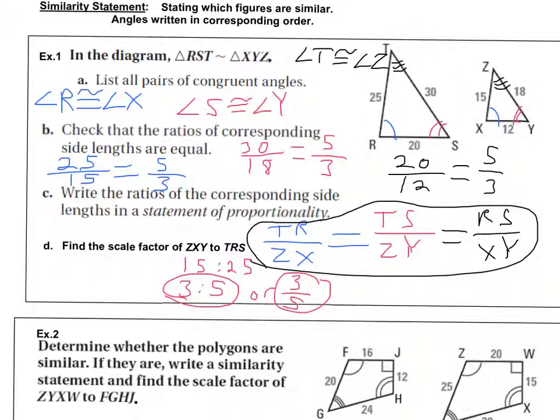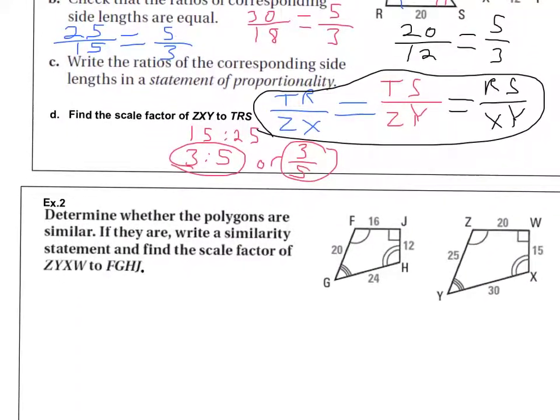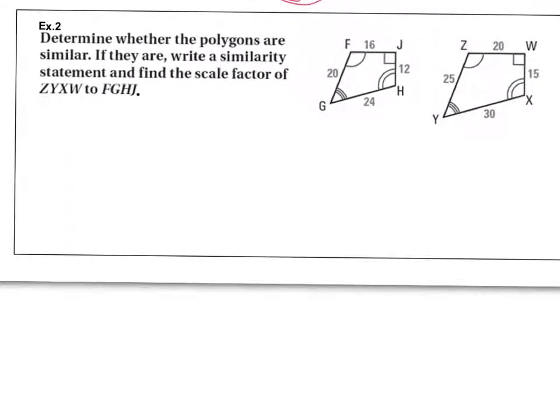All right, I hope a lot of that made sense. Let's move on to number 2. Determine whether the polygons are similar. If they are, write a similarity statement and find the scale factor. Okay, so let's see if they are similar. First thing, let's compare their angles. Are all of the angle pairs matching up?